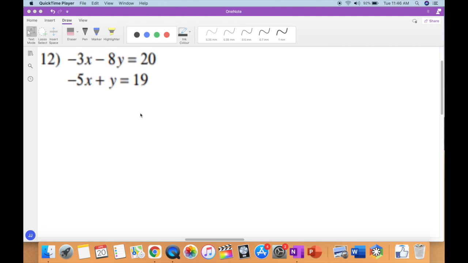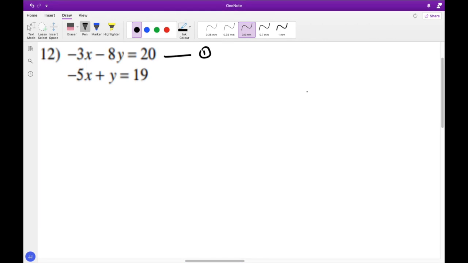We can see here that we have the first question on simultaneous equations. Negative 3x minus 8y equals 20. Let's call that equation 1. And we have negative 5x plus y equals 19. Let's call that equation 2.